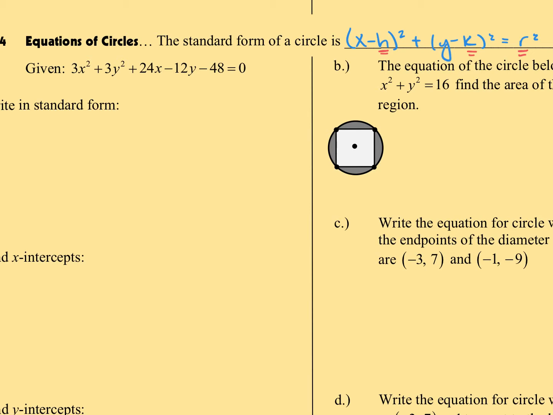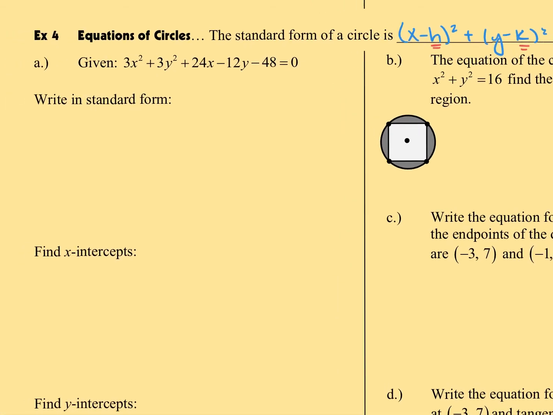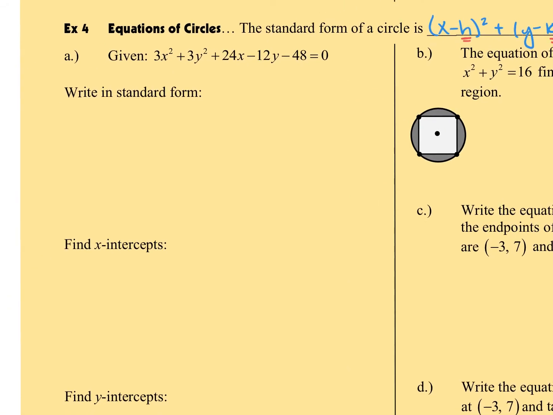Now, jumping into our example here, I'm going to scooch this over a little bit. Jumping into our example, this equation that you see here is called our general form. Now, we're not going to typically use the general form very often, but you should be able to recognize the general form. What we want to do is transform the general form into the standard form.